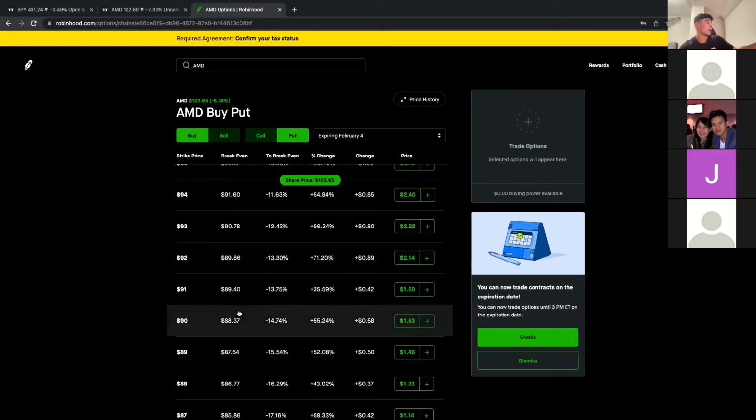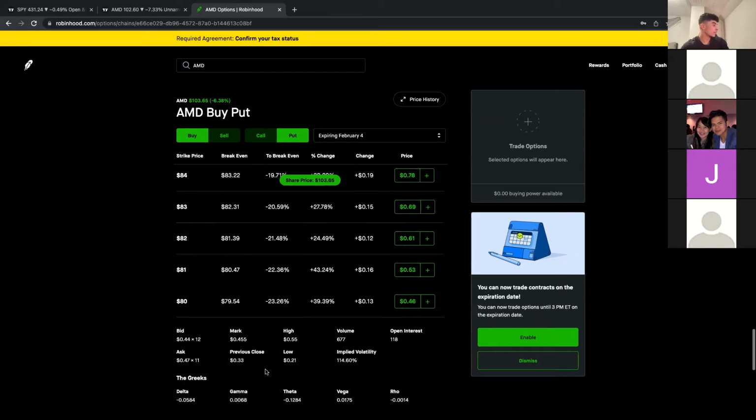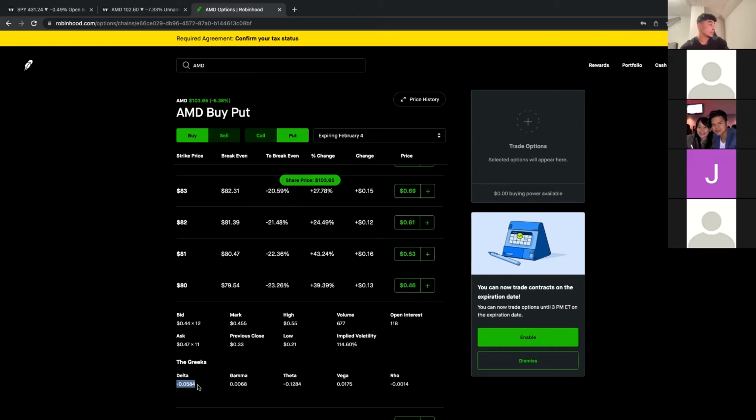If you were to buy something such as, let's say, an $80 put on AMD, you're going to experience a delta. The reason this is negative is because it's a put, so it's going to gain value as AMD goes down. It just flips. So don't ignore the negative when you're looking at put Greeks. Just focus on the value of the actual delta itself.